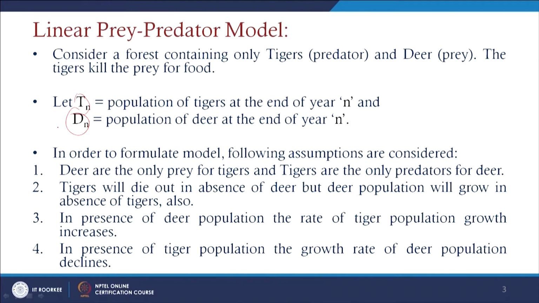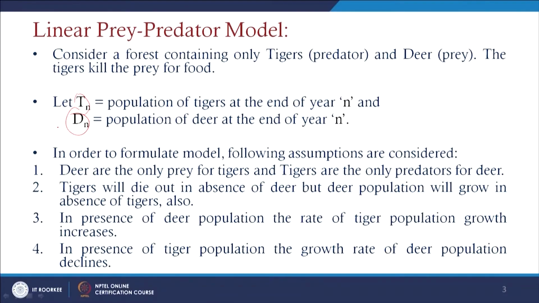In order to formulate this prey-predator model, we have to consider certain assumptions. First, deer are the only prey for tigers and tigers are the only predators for deer. So, no dependencies on other factors will be considered for this model. Second, tigers will die out in the absence of deer, but the deer population will grow in the absence of tigers. This means that when the tiger population grows, the deer population will decline, and when the deer population increases, the tiger population will grow again.